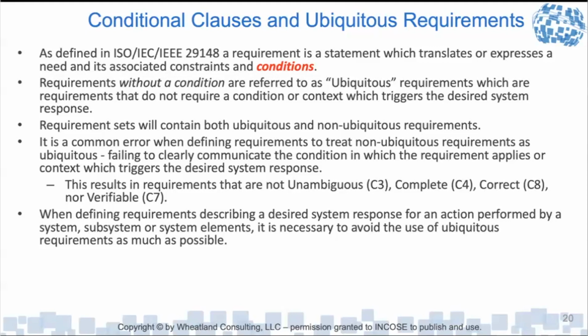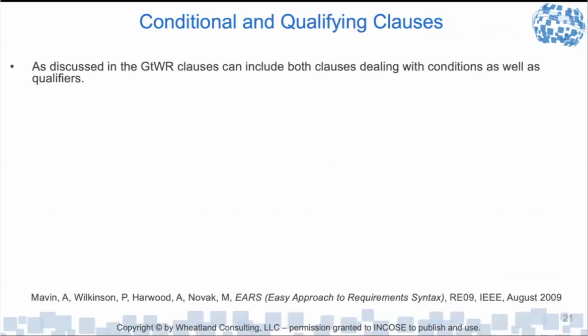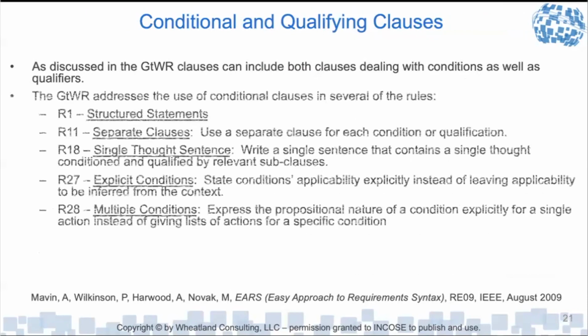This was already talked about: when the specific requirement itself is dependent upon a specific trigger or condition. If you have generic conditions, invoke them as a separate shell statement. As discussed in the GtWR, requirements clauses can include clauses dealing with conditions as well as qualifiers. We have several different rules that talk about that, structured statements I'm talking about. Rule 11 talks about using a separate clause for each condition or qualification. Single thought sentences: writing a single sentence that contains a single thought and condition, qualified by relevant subclauses.